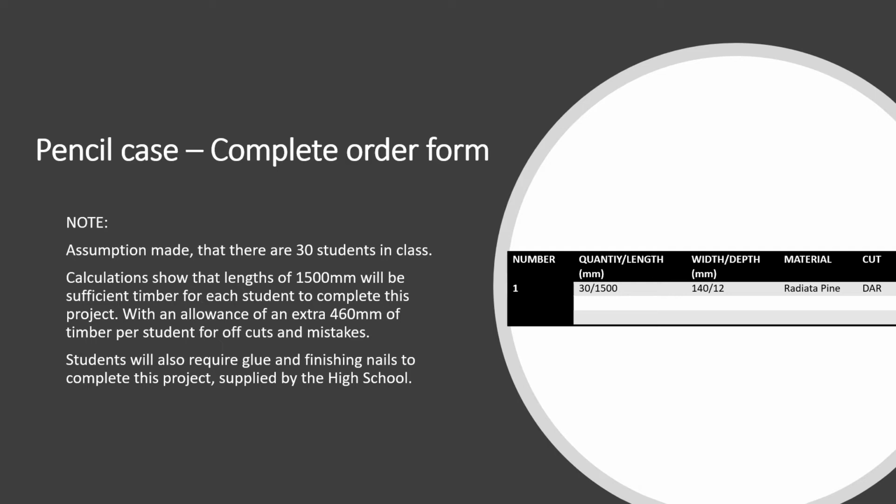Side note, this is an assumption made that there are 30 students in the class. Calculations show that the lengths of 1500mm will be sufficient timber for each student to complete this project, with an allowance of an extra 460mm of timber per student for offcuts and any mistakes. Students will also require glue and finishing nails to complete this project, which will be supplied by the high school.